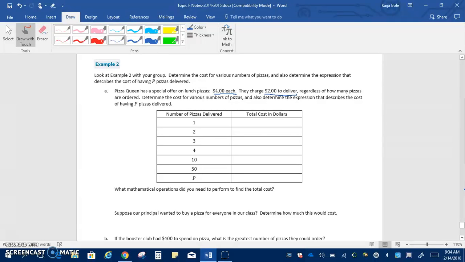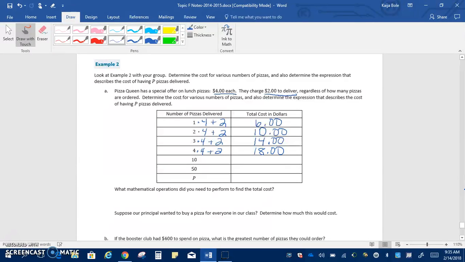So, if we have 1 pizza delivered, we know it costs $4, so times 4, plus that $2 delivery fee. So our total would be $6. For 2, they cost $4 each, so that would be $8, plus our $2 delivery fee, so this would cost us $10. We have 3 pizzas. They cost $4 each, so times 4, which is 12, plus that $2 fee, which gives us 14. For 4, we do the same thing: we multiply by 4 and add 2. 4 times 4 is 16, plus 2 is $18.